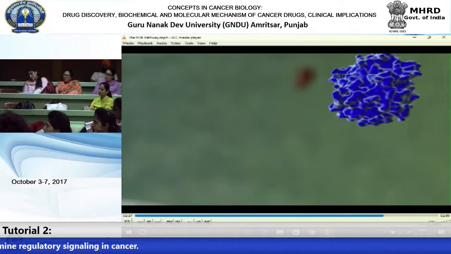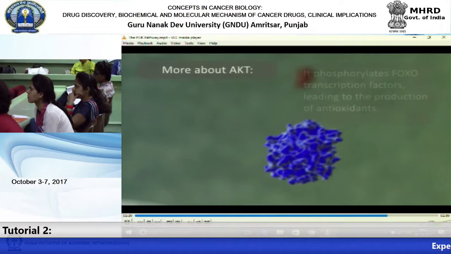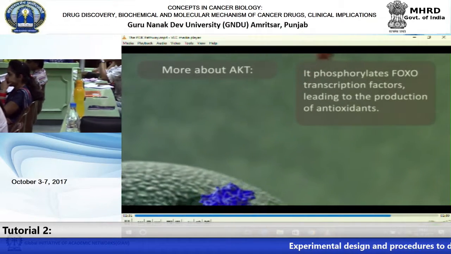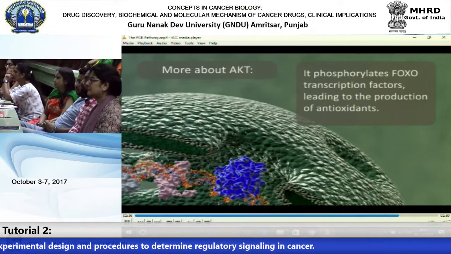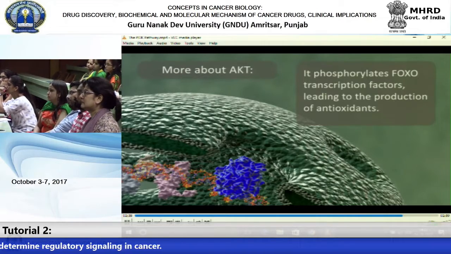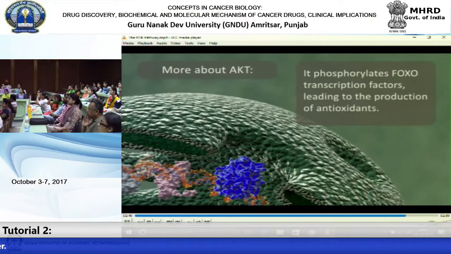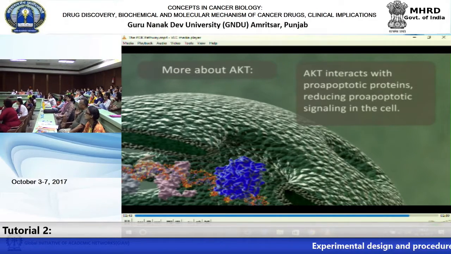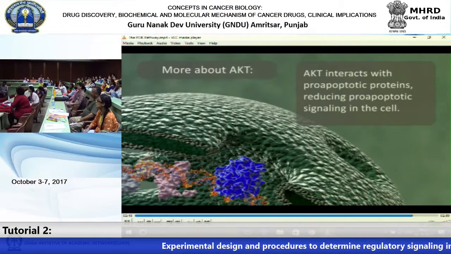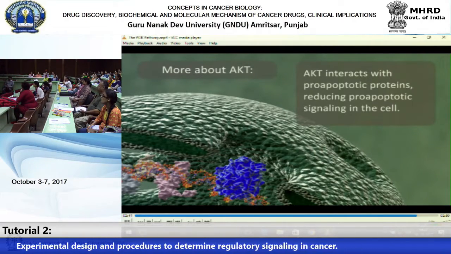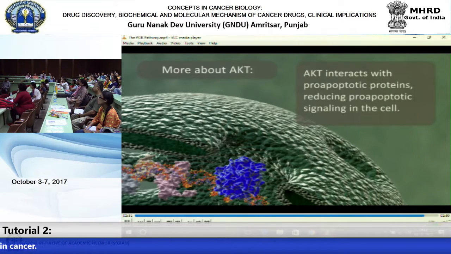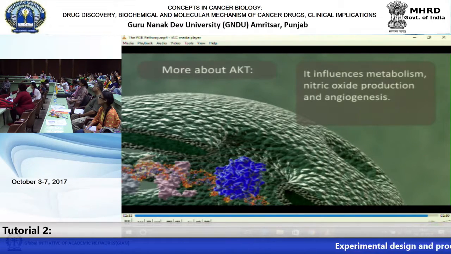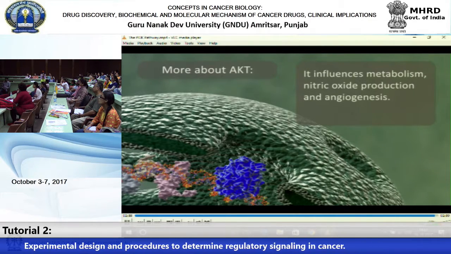AKT can also translocate to the nucleus, where it phosphorylates FOXO transcription factors, leading to the expression of genes involved in oxidative phosphorylation and energy production, upregulation of chaperones and heat shock proteins, and the production of antioxidants. Activated AKT can also interact with pro-apoptotic proteins, reducing pro-apoptotic signaling in the cell. AKT also influences metabolism, nitric oxide production, and angiogenesis.